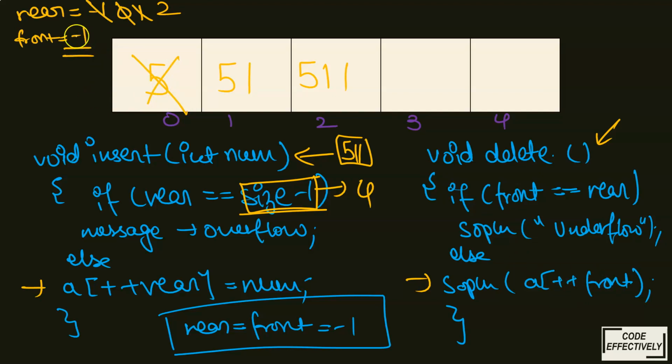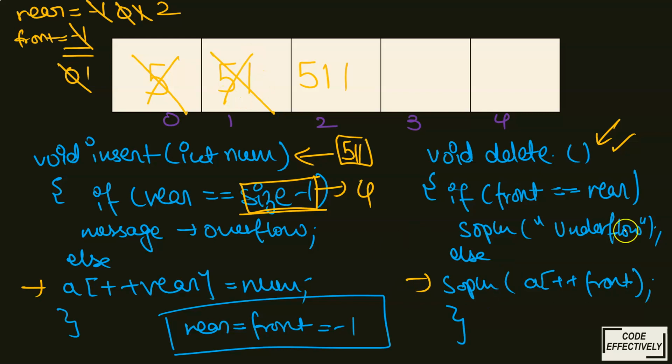Now the value of front is 0. Now again I want to delete a number. So again it will check: front equal rear. What is the value of rear now? 2. Is 0 equal to 2? Condition false. So it will delete A[++front]. First the value of front will be increased. What is the value of front? 0. Then it will go to 1. Now it will scrap off 1. Now 1 will be deleted.